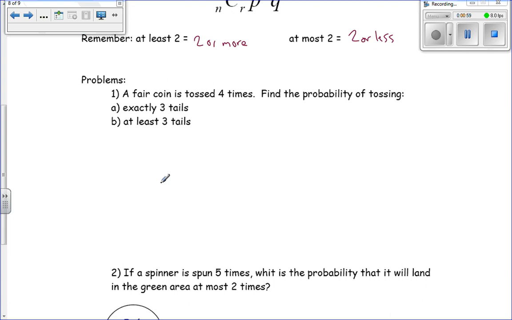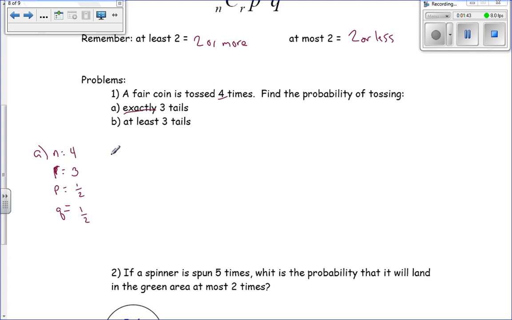So, problem number 1. A fair coin is tossed 4 times. Find the probability of tossing exactly 3 tails and then at least 3 tails. Well, part A. Exactly is what we were just working on. You have to know n, r, P, and Q. n is the total number of times it's tossed, which is 4. r is what we want, which is 3. Probability of getting tails is 1/2. Probability of not getting tails is 1/2.